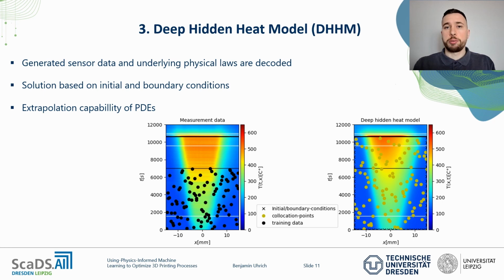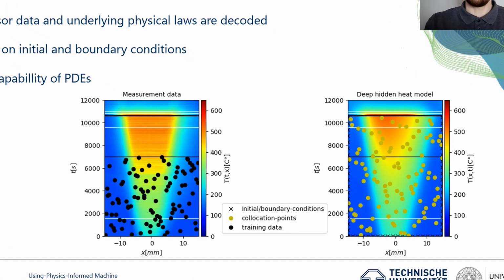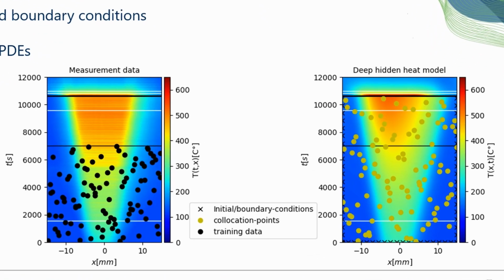This is a simplified model in which only the temperature distribution by heat conduction of a line element of a component is considered. In the left diagram, you can see the measurement data from Siemens. Here you can see a global heating up process over time for a component, and after the exposure, a cooling down procedure at the end of the entire printing process. And the black dots are training data that were used to train the neural network.